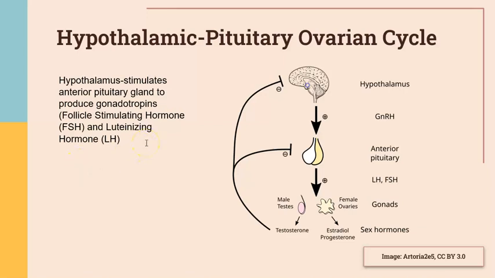So the hypothalamus stimulates the anterior pituitary gland to produce gonadotropins, and those gonadotropins are follicle stimulating hormone, which is FSH, and luteinizing hormone, which is LH. Men and women both have both. Follicle stimulating hormone, for women, stimulates the egg follicles to get produced. The luteinizing hormone is more responsible for ovulation and maintaining the lining of the uterus in the second half of the menstrual cycle.